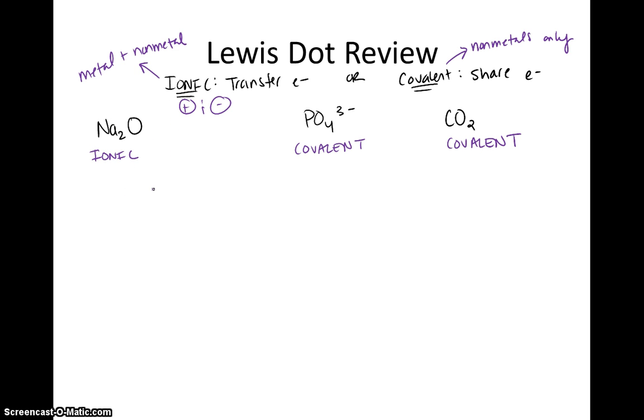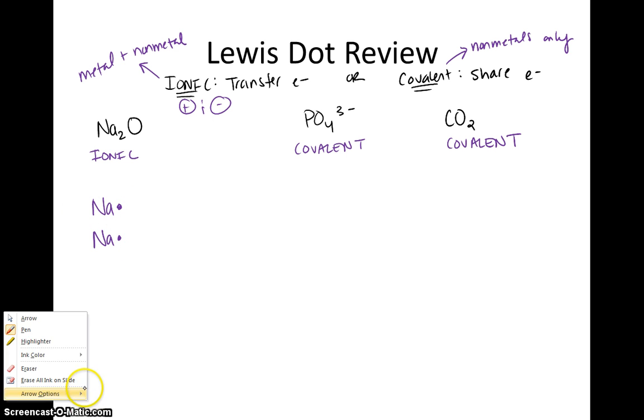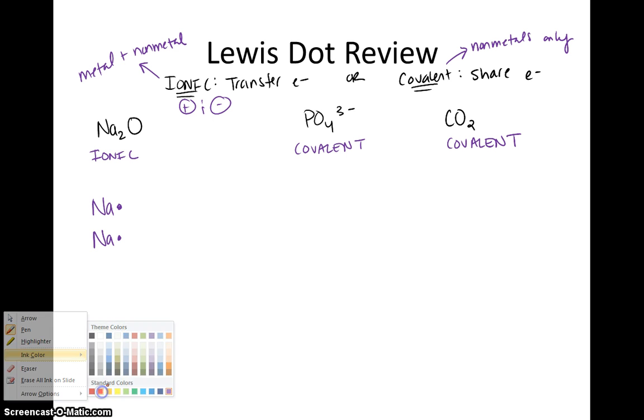If you think back to the day where we did ionic notes, when you're drawing the Lewis dot for an ionic compound, what you do first is you draw each individual atom and then you show how the electrons are transferred. So this 2 tells me that I've got 2 sodiums, so I'm going to start my picture by writing my 2 sodium atoms. I look at my periodic table and figure out what column they're in. They're both in column 1, which means they get 1 valence electron. Then I'm going to draw my O.